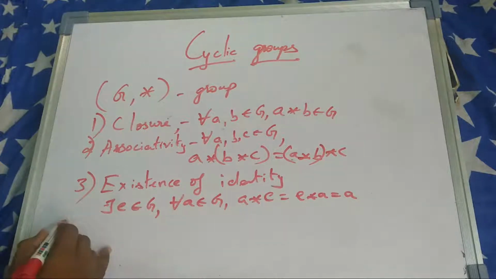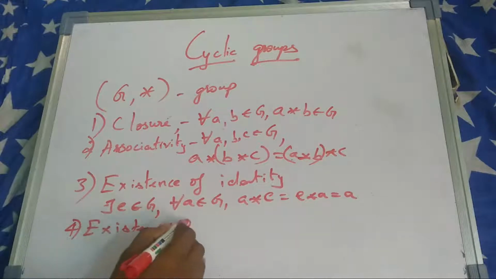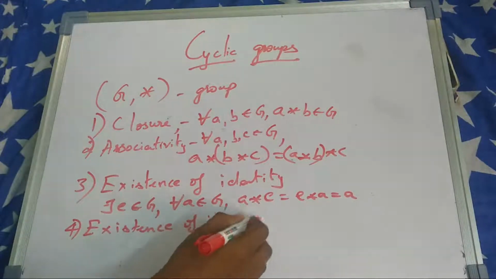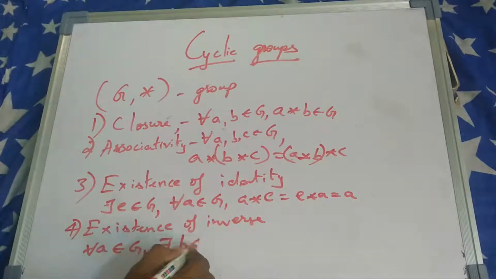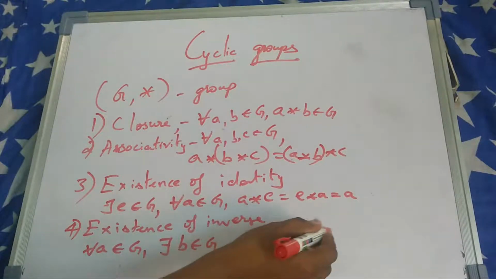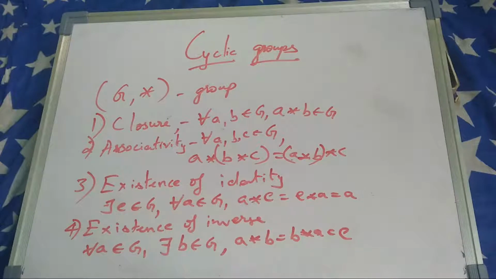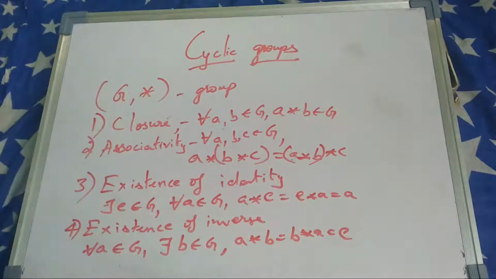Then existence of inverse. That is, given any A in G, there exists some B in G such that A star B equal to B star A equal to identity. Now, if a non-empty set along with this binary operation satisfies these four axioms, we assign a structure to that set and we call that a group.